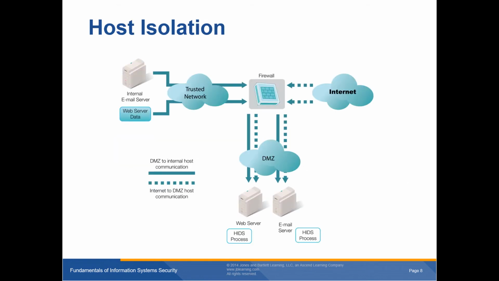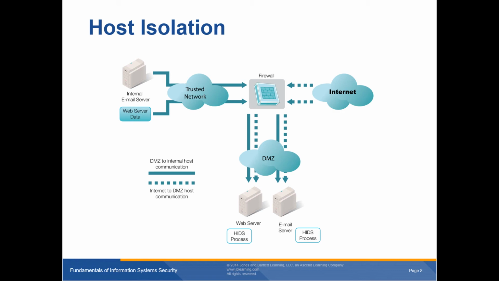Host isolation. Here we see the firewall sending some data into the demilitarized zone where it goes to a web server, an email server, and their host intrusion detection system processes running on both servers. So the dotted lines represent the internet to DMZ host communication, as well as the solid lines representing DMZ to internal host communication. Data comes from the internal email server, web server data through the trusted network to the firewall, and then to the DMZ.